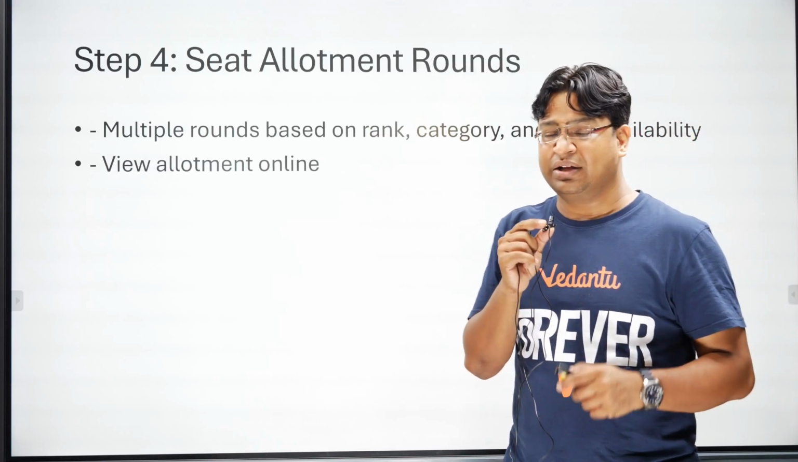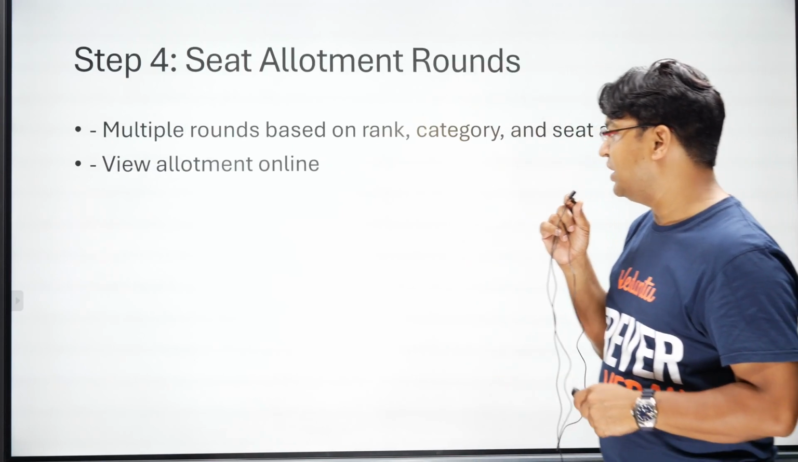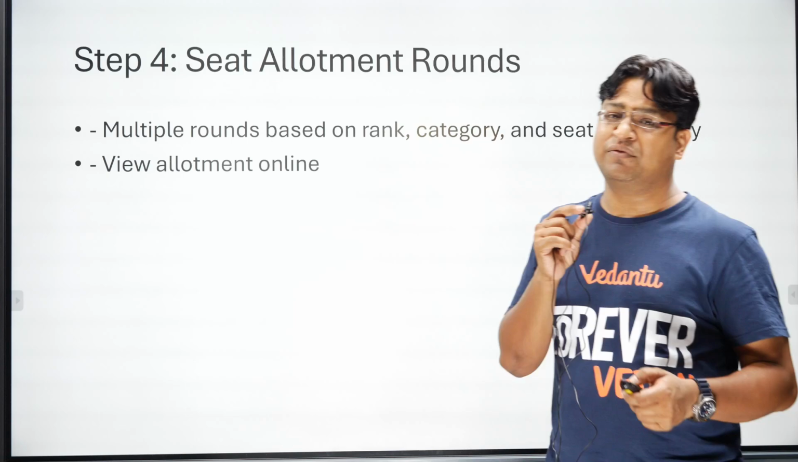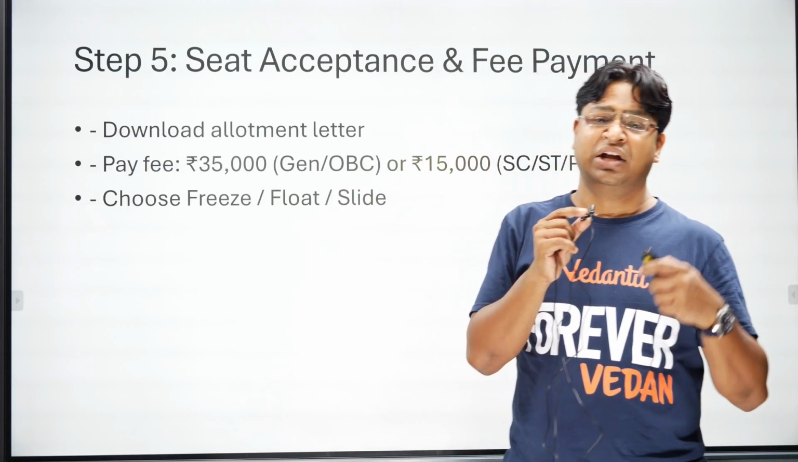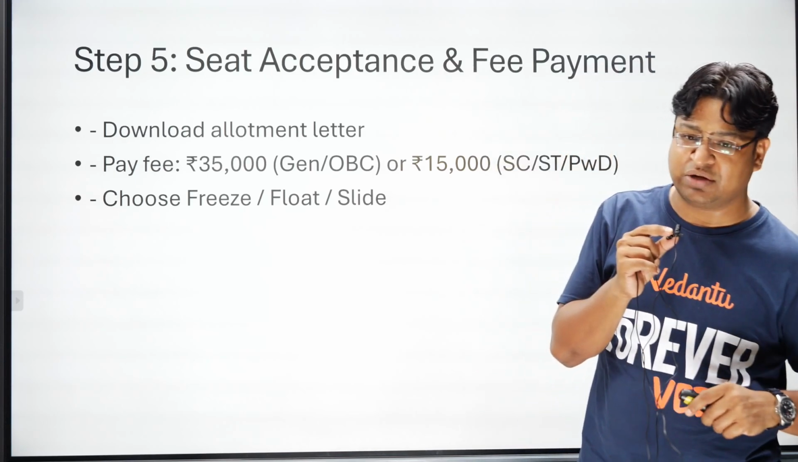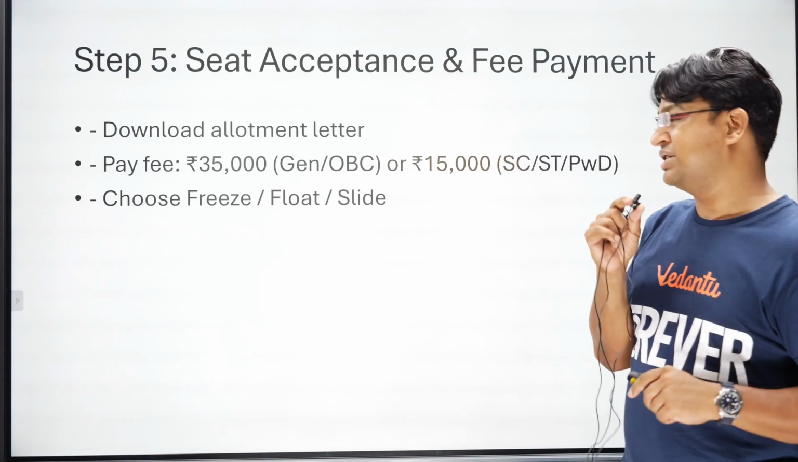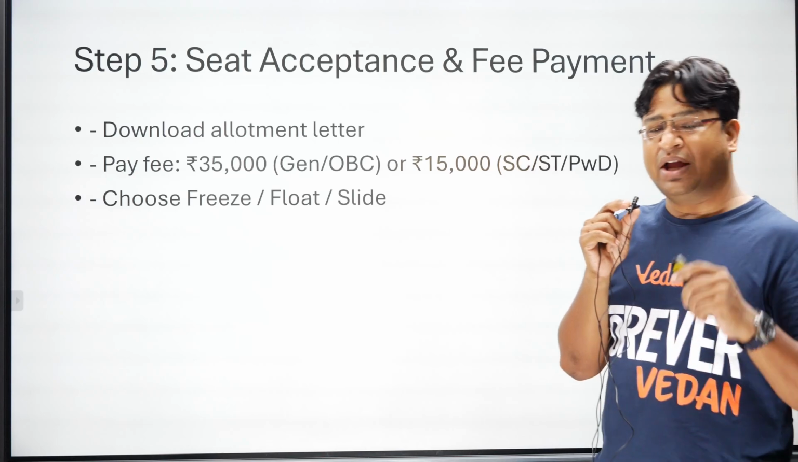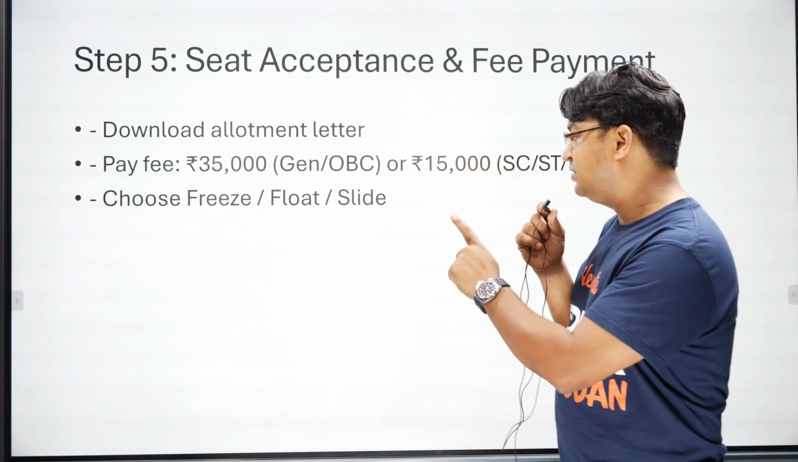Then when the actual seat allotment rounds happen, there will be multiple rounds. Every time it happens, you have to check your results. After checking the results, you have to download the allotment letter. I'm pretty sure you would want to continue in the counseling, so you have to pay the seat acceptance fee, which is approximately 35,000 for general candidates. Then you have to select the option of freeze, float, or slide.